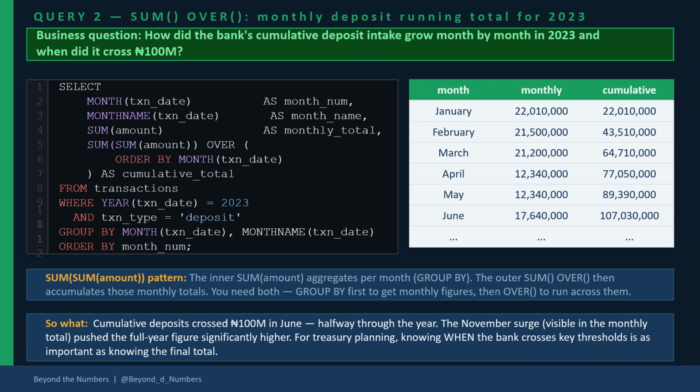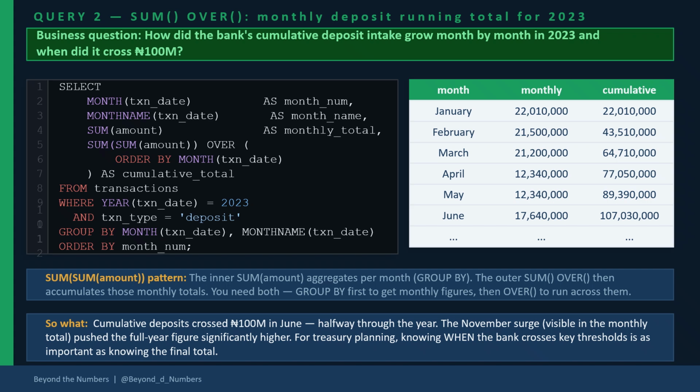For treasury planning, knowing when you cross key thresholds is as valuable as knowing the final total. So the treasury team can use this to time investment decisions. They know the heavy months and they plan for them.